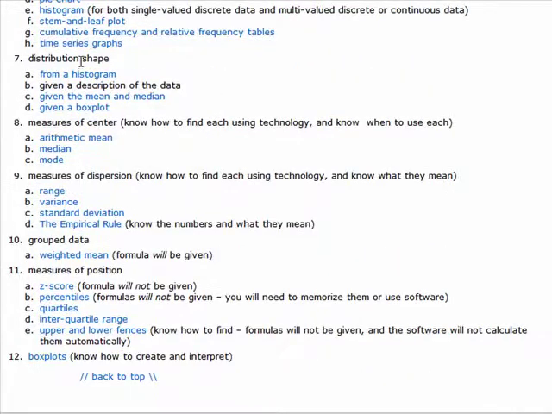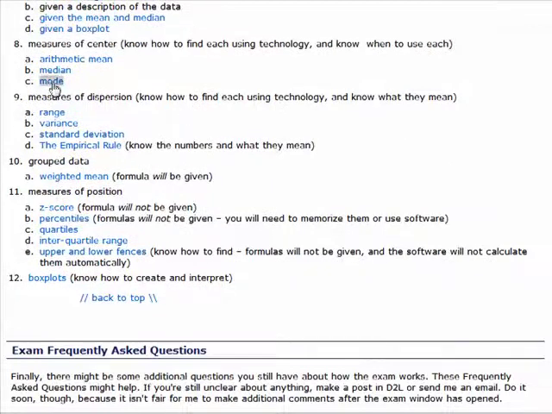There might be some questions about the distribution shape, either from a description, maybe from a histogram or a box plot. Measures of center, you're going to need to know how to find these using technology, and you need to know which one would be best given a particular situation. So like if you have quantitative data and it's fairly symmetric, it's not skewed, then the mean would be best. If it's skewed, you'd want to use median because it's resistant to outliers. And if you have qualitative data, that's when you use the mode.